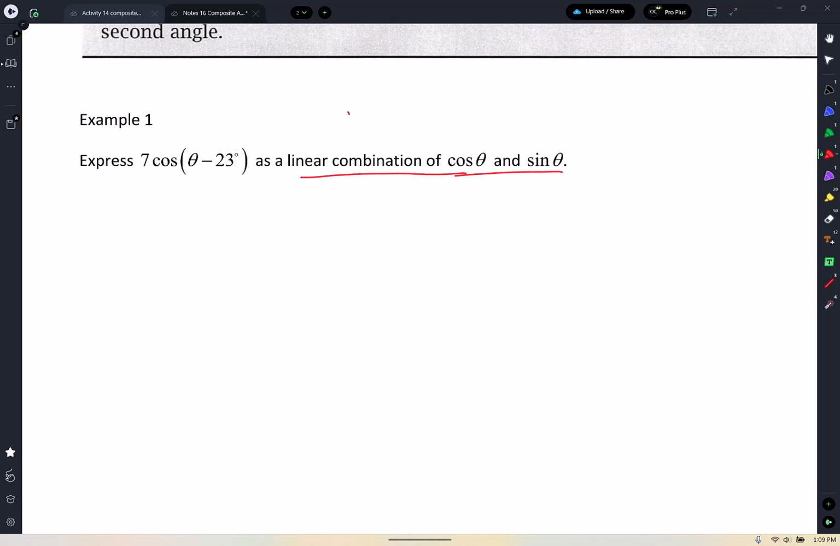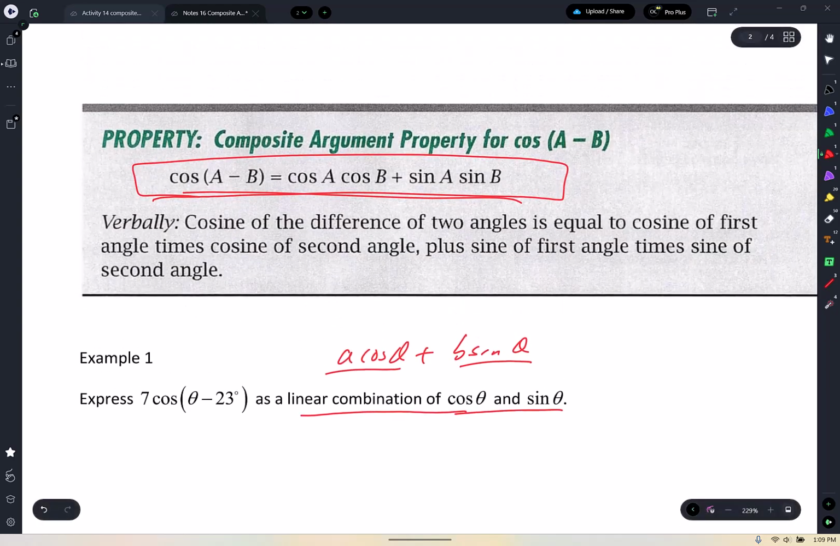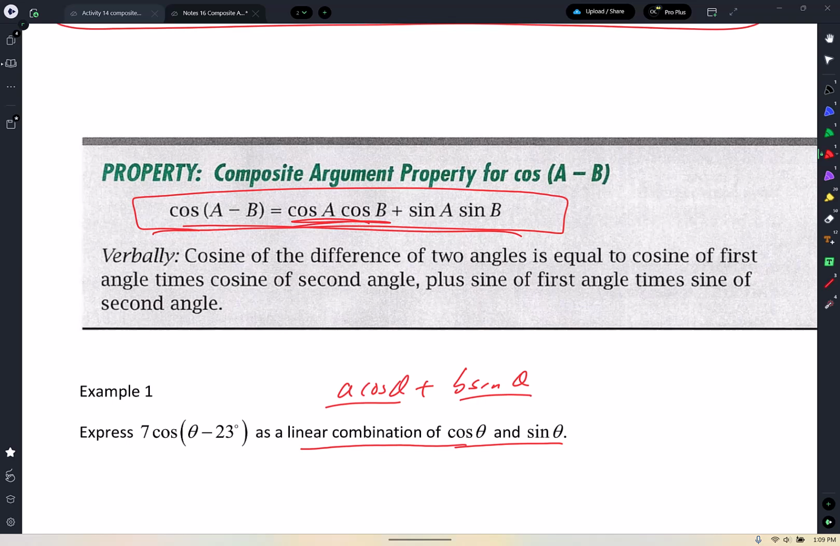That means that they want it to look like this. A cosine theta plus B sine theta. Linear combination. See, I'm adding, and I see a cosine and I see a sine. And that's what we did right before we ended the fall semester. So that's what they want. So we're going to use our property. But how is that going to get us that? Well, look, this has a cosine and this has a sine. And one of those letters is going to be a constant. So it's going to be a number.